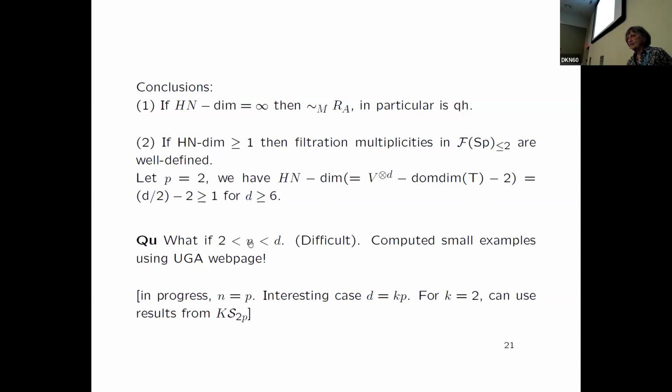And yeah, what can we say? And if n is bigger than 2, this is difficult. So we computed some examples using the results from the UGA webpage about pure algebra. So I should say that this is very helpful. And well, it's in progress, so maybe we can't actually compute it in general, but maybe what we should be doing is looking for a categorification. Thank you. Okay, that's all I wanted to say.